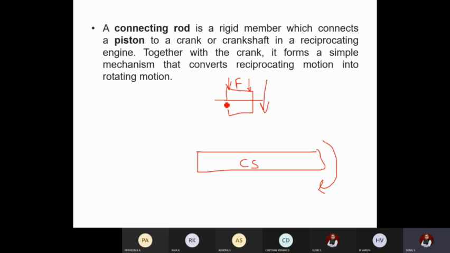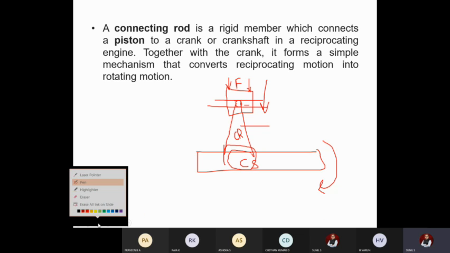With the help of a gudgeon pin, we will connect the small end of the connecting rod, and the large end of the connecting rod to the crankshaft. So this is the member. Crankshaft connecting rod is the member, so I'll call it CR. This is the member which converts this reciprocating energy into rotary energy. That is the prime function of this connecting rod.